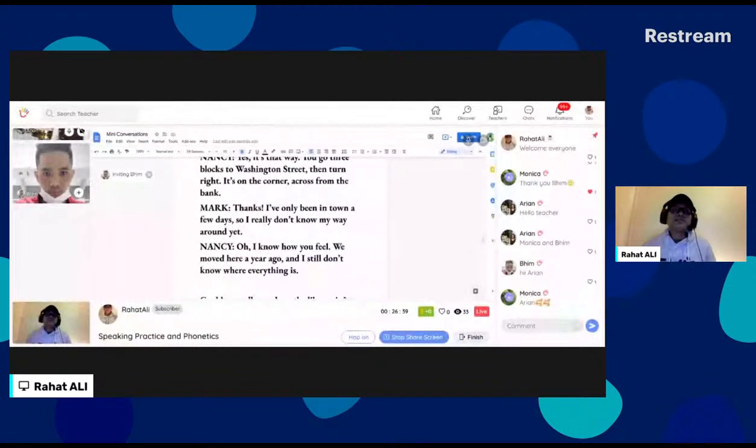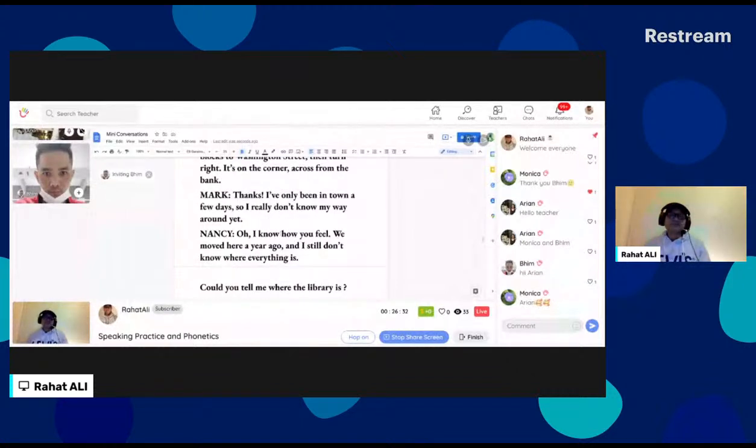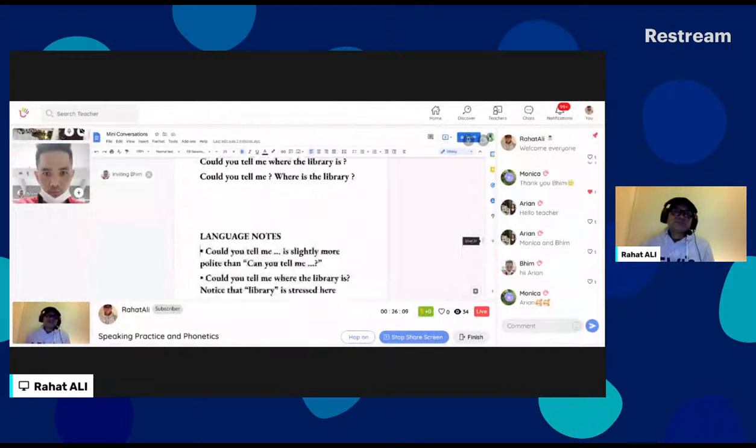And honestly, these are sometimes a bit confusing. Okay, but as long as you understand. So, I don't know my way around. I don't know where everything is. Everything is. Library is. As long as you understand whether a sentence should be a question or a positive sentence, then it becomes easier for you to understand grammar. Okay.